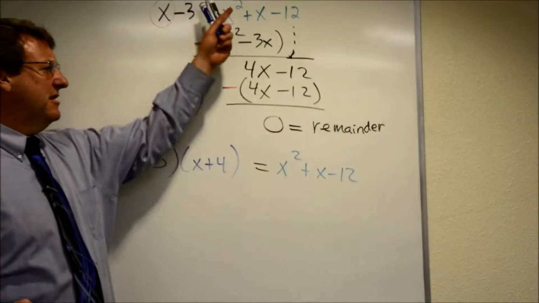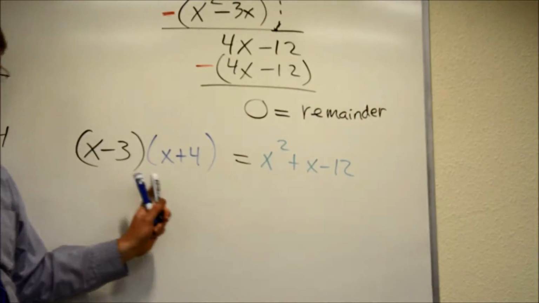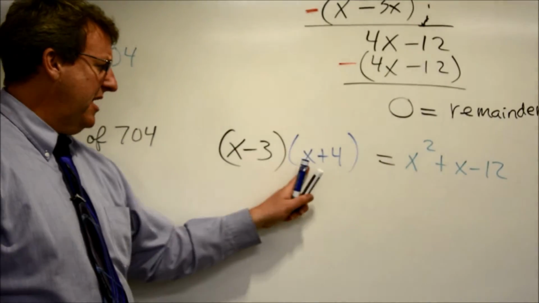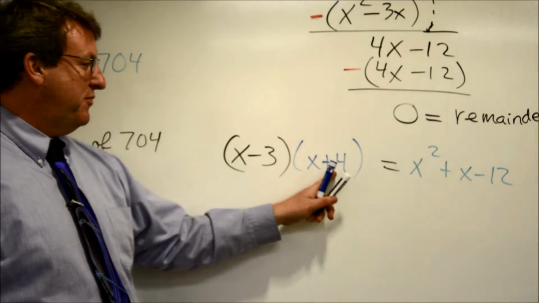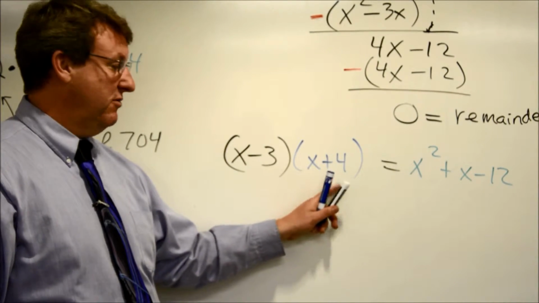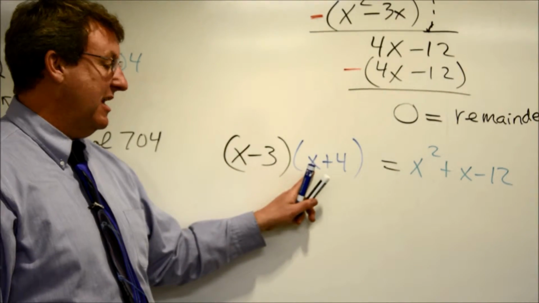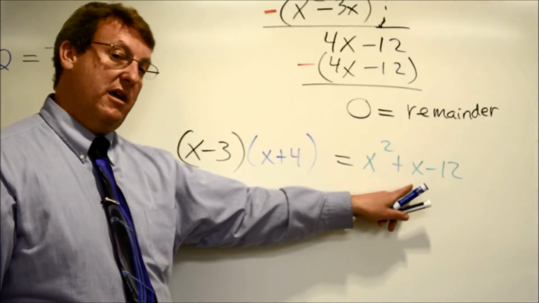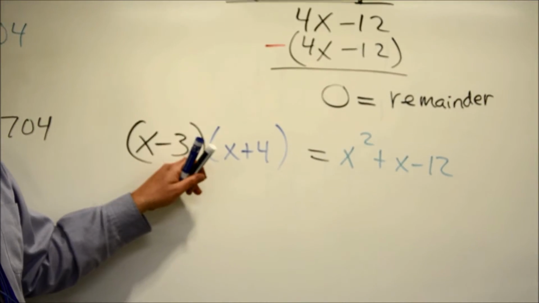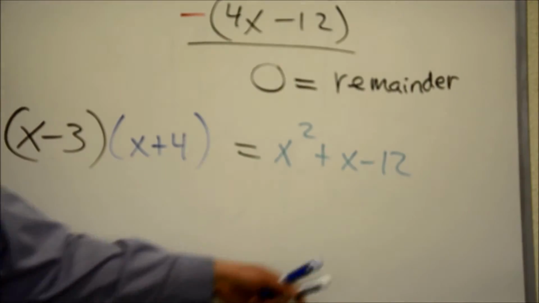If you don't believe me that this division works, can we do some FOILing to make it work? What's x times x? It's x squared. What's the outer term? X times positive 4. That's 4x. What's the inner term? Negative 3 times x is negative 3x. What's 4x minus 3x? Positive 1x. What's negative 3, the last term times the last term? Negative 3 times 4 is negative 12.